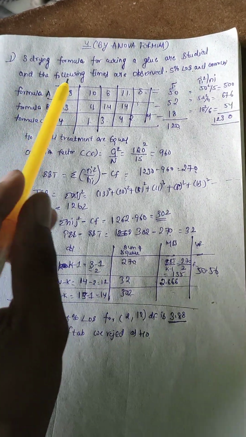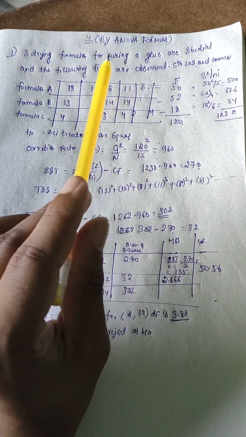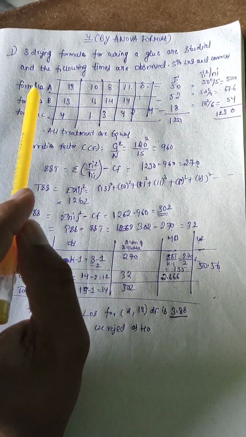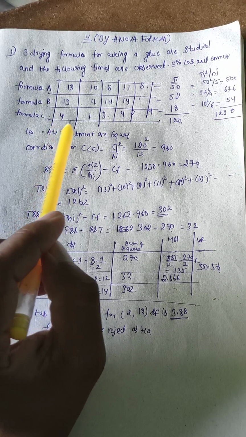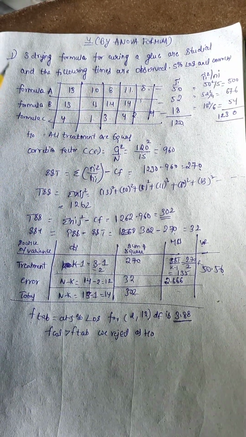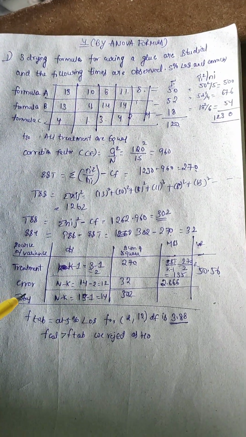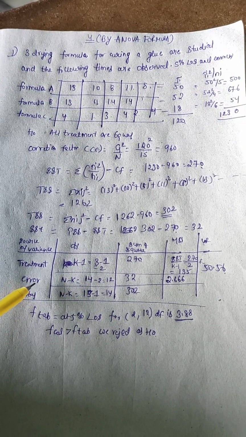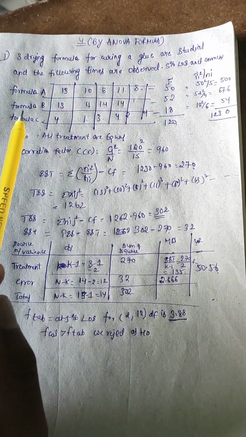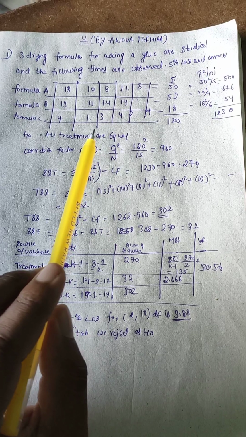Today we discuss the ANOVA formula, by using this formula for formula A, formula B, formula C, by calculating the treatment, error and the total of this problem by using the ANOVA formula.